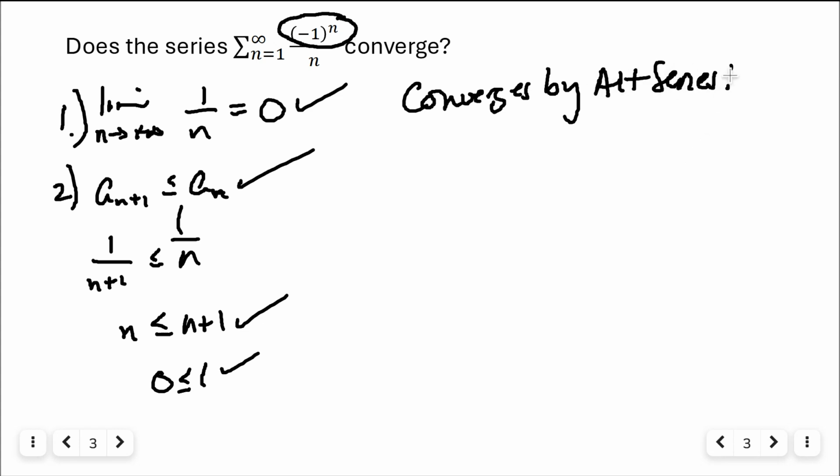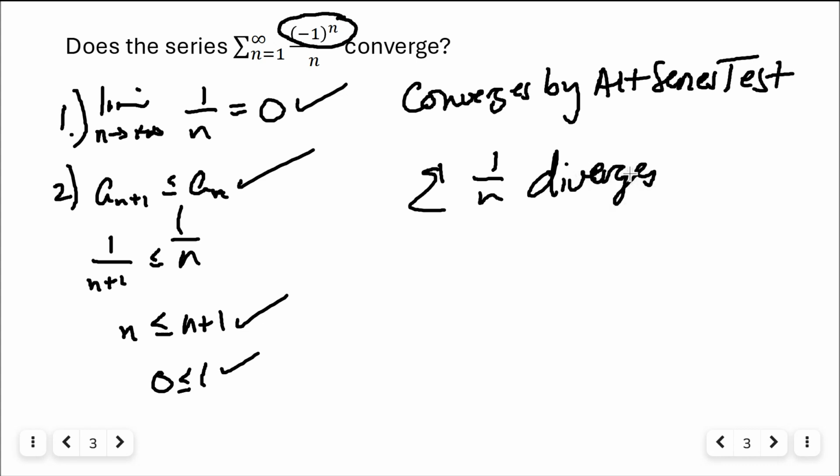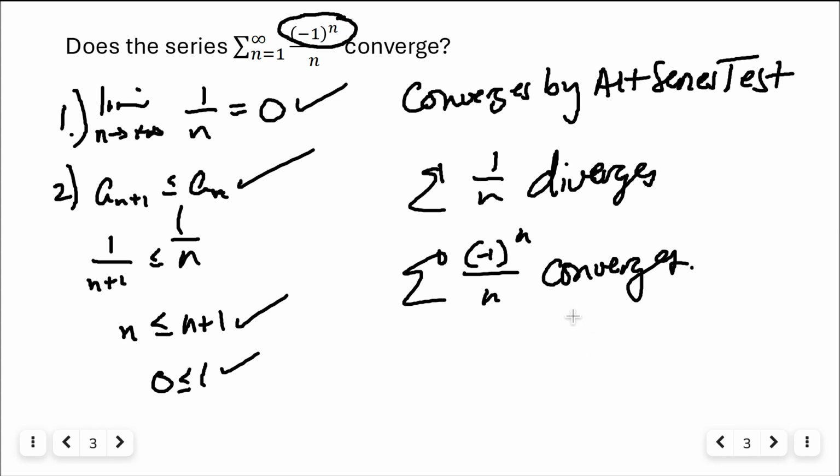So now, here's what I have. The previous slide shows me that the sum of 1 over n diverges. But the sum of negative 1 to the n over n converges. So that brings up our second type of convergence.